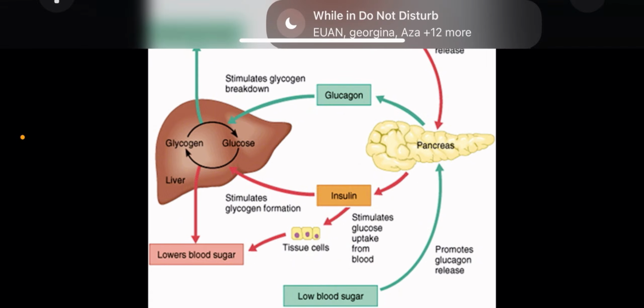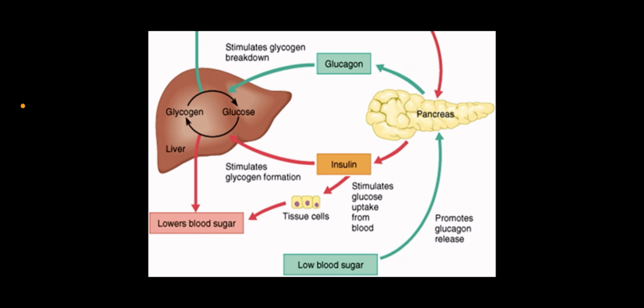Now let's move on to glucagon. It's very important to note the difference between glucagon and glycogen. Glycogen is not a hormone, it is in fact a storage substance of glucose, and it is very important that we do not get those two mixed up. Glucagon is a protein made in the alpha cells of the islets of Langerhans in the pancreas, so it's also made in the pancreas. The point of glucagon is to increase the blood glucose concentration.